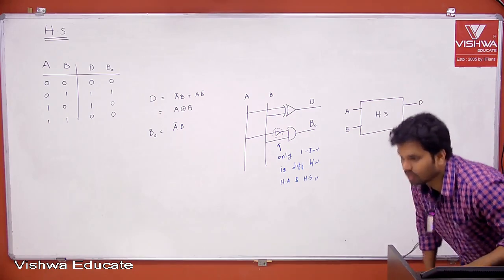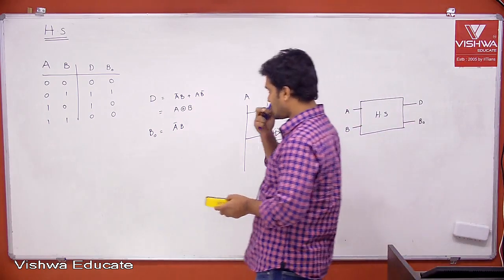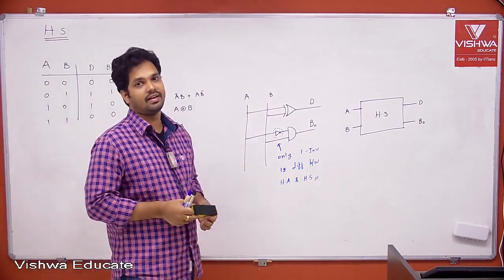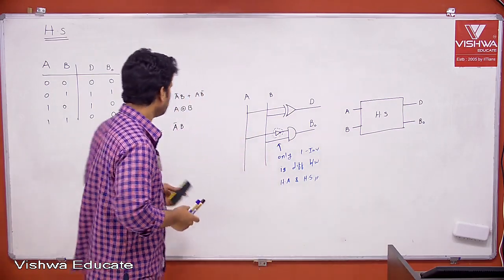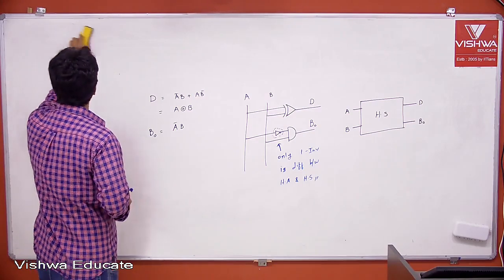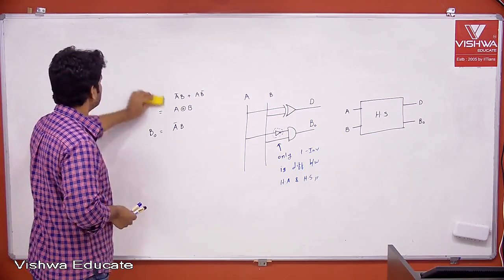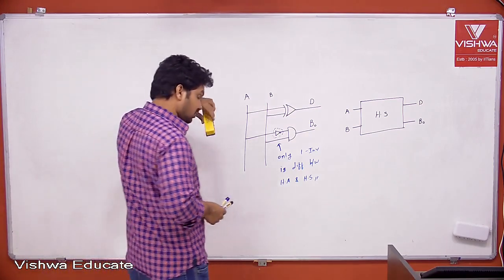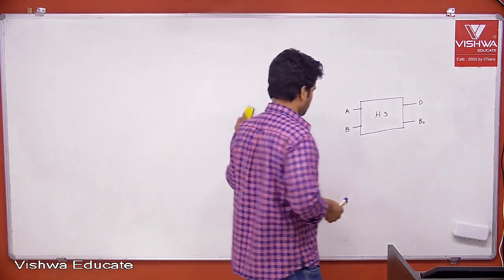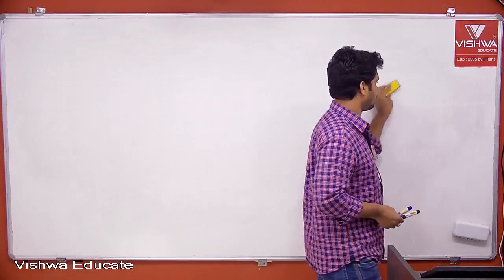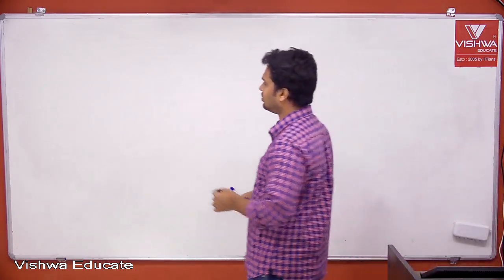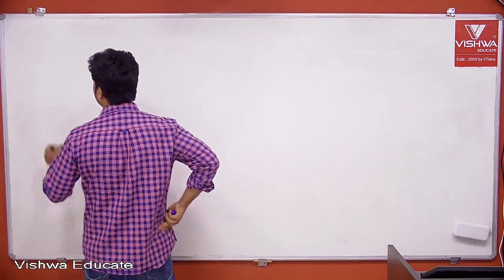Let us see the implementation of this half subtractor circuit using NAND gates and NOR gates. So keep the side heading: implementation of half subtractor using NAND gates and NOR gates.